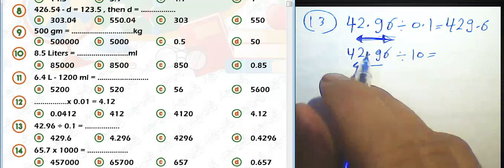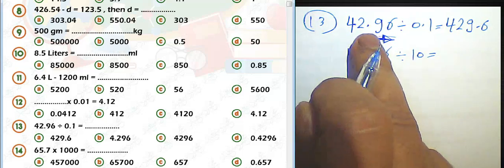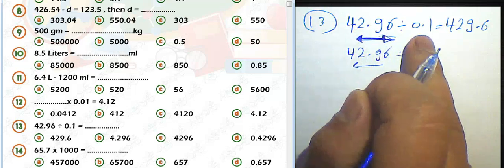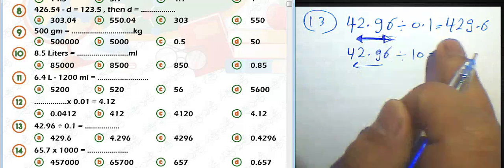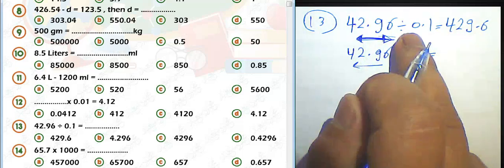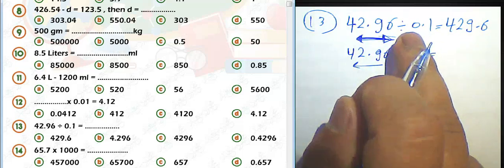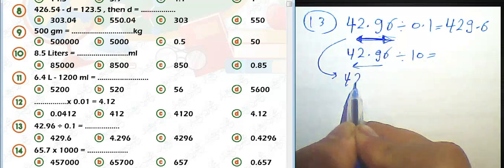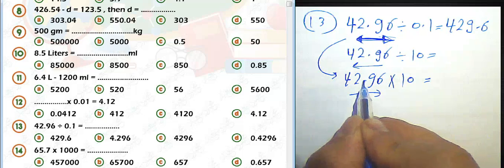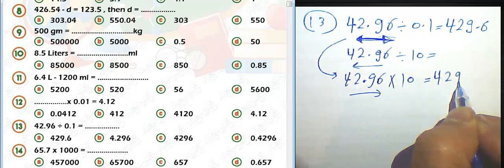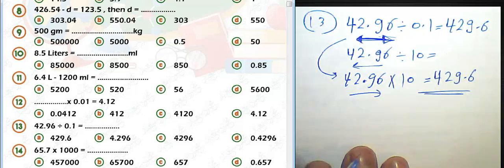So again, question 13. 42.96 divided by 1/10, we must move the point from left hand side to right hand side by 1 digit. We must put the point here. It means multiplication by 10. In this example, it means 42.96 multiplied by 10. Okay. So we must move the point from left hand side to right hand side by 1 digit.